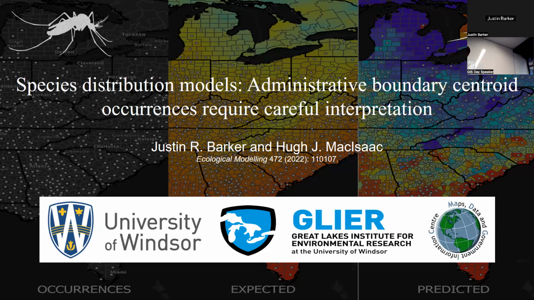We've heard today a lot about the application of GIS, but I'm here today to talk about the importance of data quality in GIS. So whenever you're looking at spatial patterns, the input data you put in is vitally important. One very common application that we see in GIS is species distribution modeling.